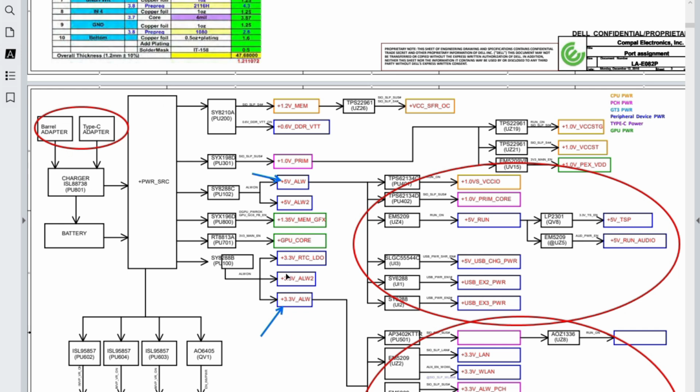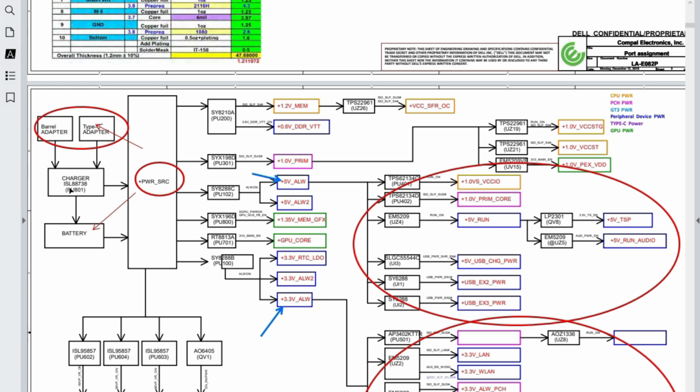After that, of course, we have the power SRC. This basically is 19 volt. We can get this voltage from the adapter, from the adapter here, or from the battery, because we have two types of source. We can use adapter or battery. And of course here we have the charger or the charge IC.